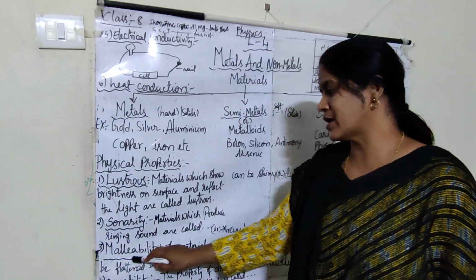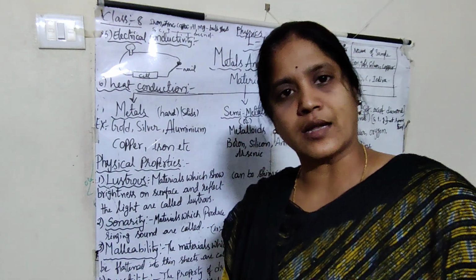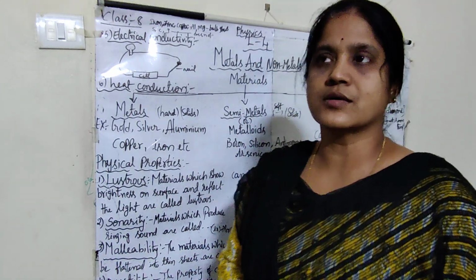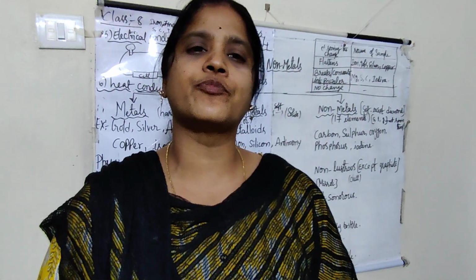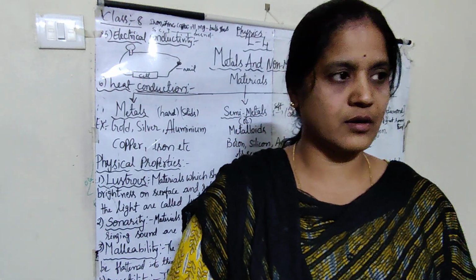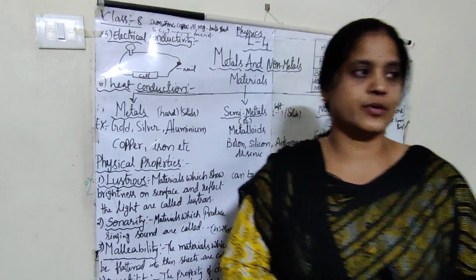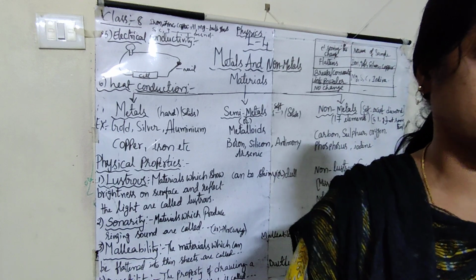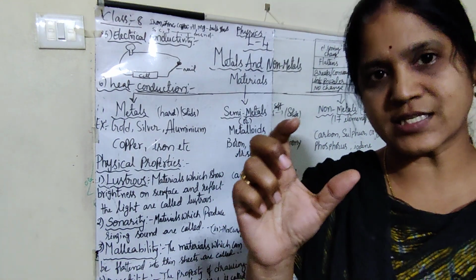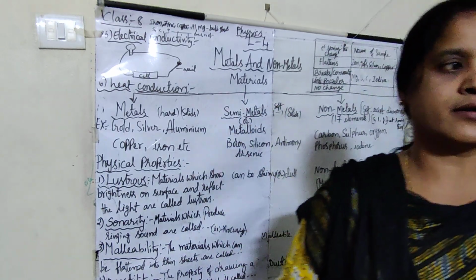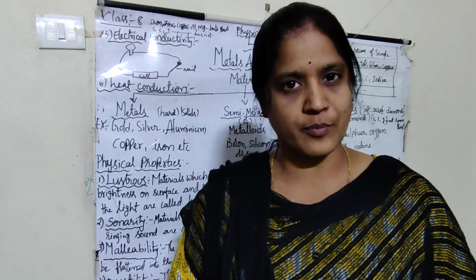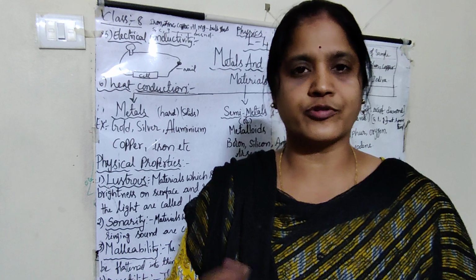Next, one more property is malleability. What is malleability? Have you noticed that a thin silver foil is used on sweets for decoration, and at the same time aluminum foil is used for packaging food? Did you observe that? Yes, you may have observed that.